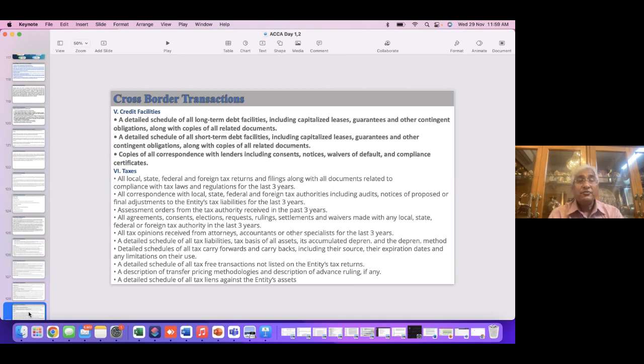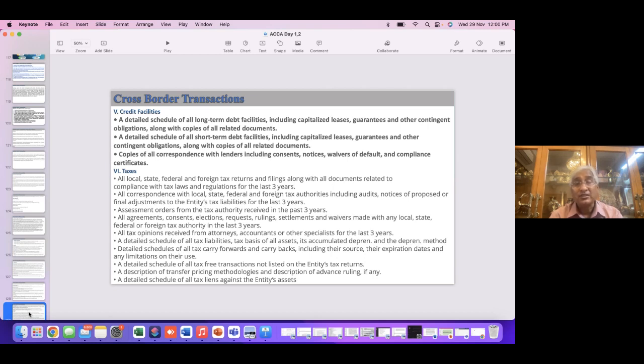Now again, the credit facilities is another important factor. A detailed schedule of all long-term debt facilities, including capitalized leases, guarantees, and other contingent obligations. Actually, if you see these, all these are for different nature of transactions. Credit facilities is again one nature of transaction. So here again, a detailed schedule of all short-term, long-term, capitalized leases, guarantees, contingent obligations. All these are to be maintained.